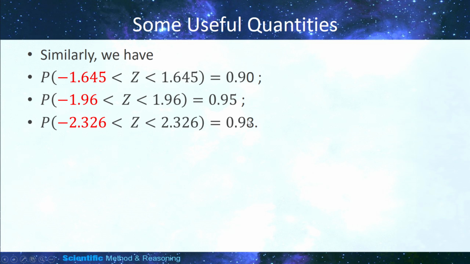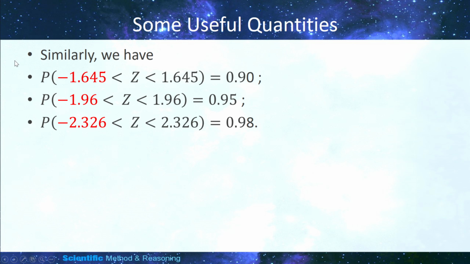And another quantity is 98% in the middle, then the quantile would be 2.326. Okay, now these three quantiles are particularly important, in that they will be provided in the examination, and you can find them in the last page of the exercise that I uploaded to the Moodle long time ago.